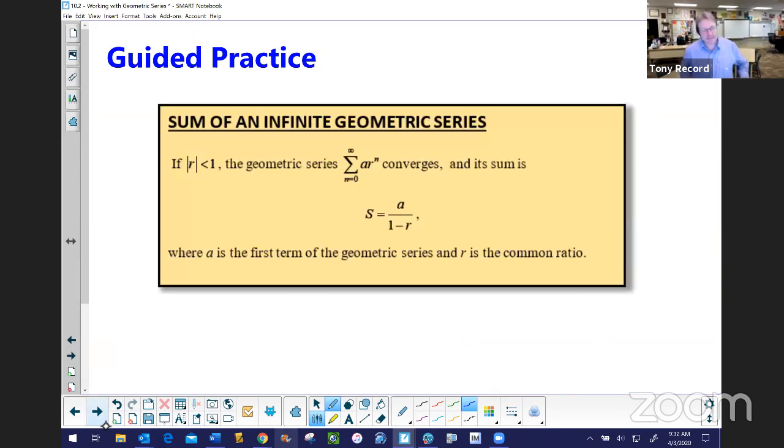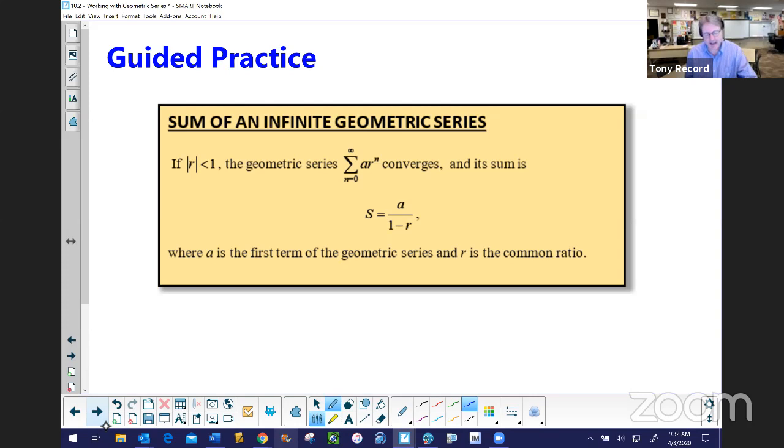Now let's get to the good stuff. This is the really neat stuff. We talked about how you can actually add the terms of an infinite geometric series. And depending on the state that you're in, depending on the curriculum that your school uses in pre-calculus, you may have been exposed to this just a little bit. So that's great that you can tie in those ideas from an older course.